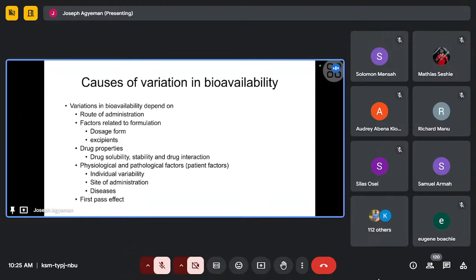Then patient factors, either as a result of physiological or pathological factors. You could have some patients with issues when it comes to GI absorption. Intrinsic factor as an example. You don't have it, then your B12 absorption becomes a problem. Some patients do have GI issues.